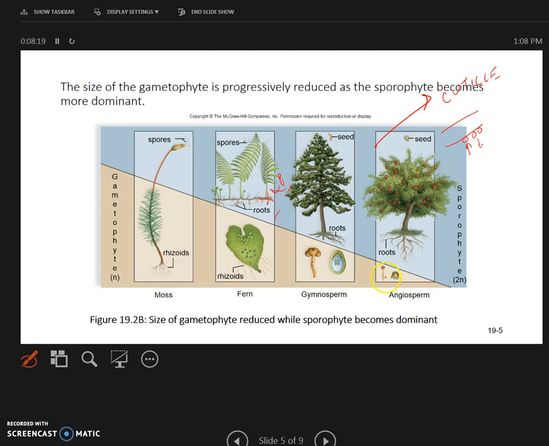Flowering plants are seed plants with a dominant sporophyte. The reproductive structures are protected from drying out, and the gametophyte is represented by a very, very short, small stage. We'll talk about it later on.